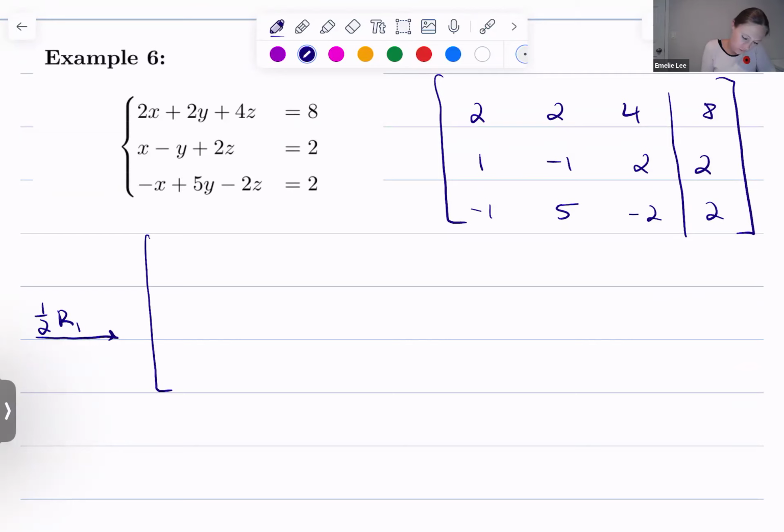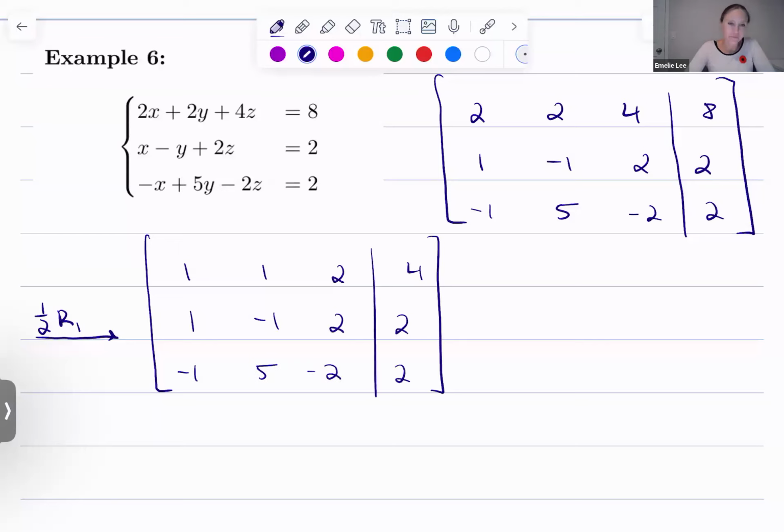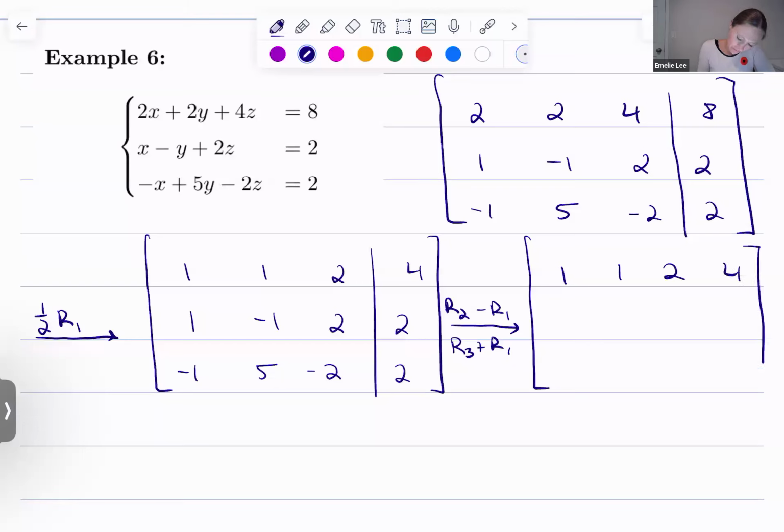So then I get 1, 1, 2, and 4 in the first row. The other rows stay the same: 1, -1, 2, 2; -1, 5, -2, and 2. I'm going to pivot around row 1. And at this point, we're fairly familiar, right? Row 2 minus row 1, and then row 3 plus row 1. Row 1 stays the same, 1, 1, 2, 4.